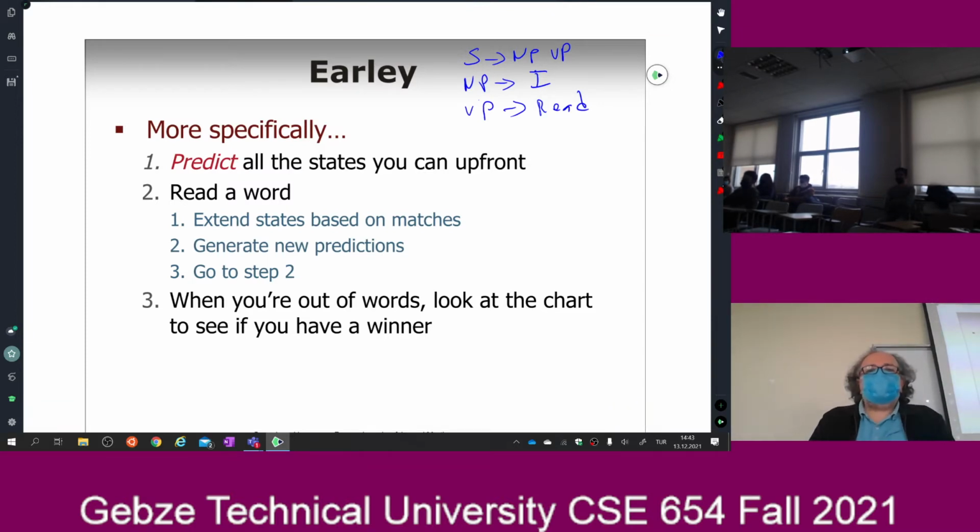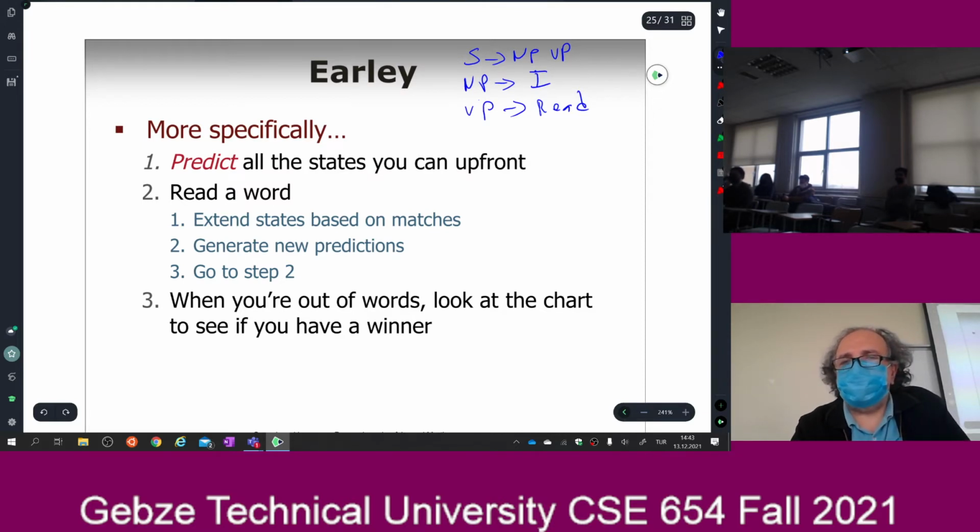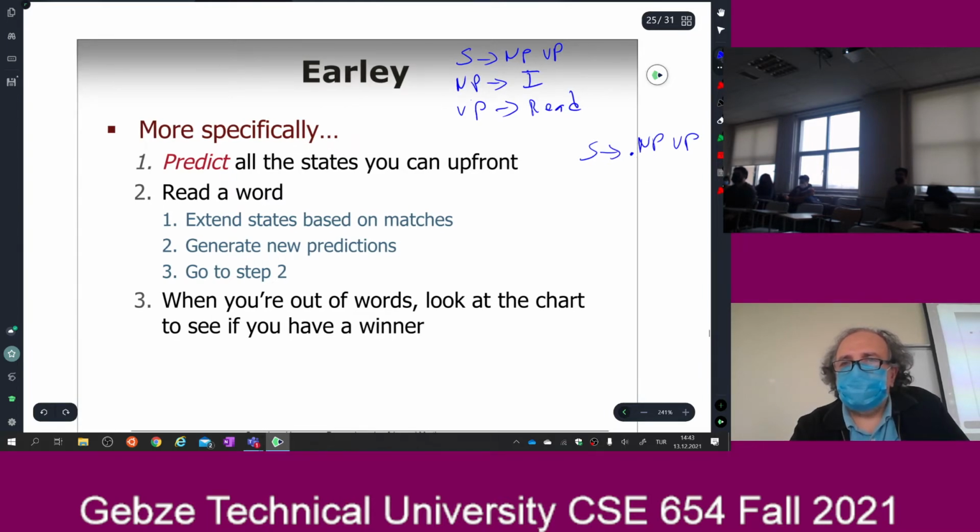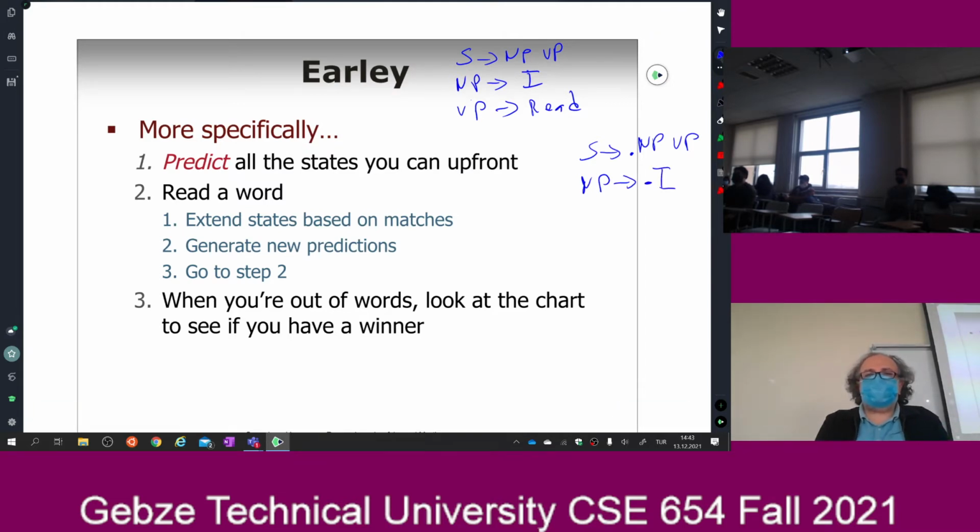So at the beginning, all the states are: I am predicting this, I am predicting this will happen. Noun phrase and verb phrase. But with the noun phrase, since I am predicting noun phrase, I have to predict this one too: dot I, and that's it. These are all the predictions at the beginning. So these are the things that I am predicting.